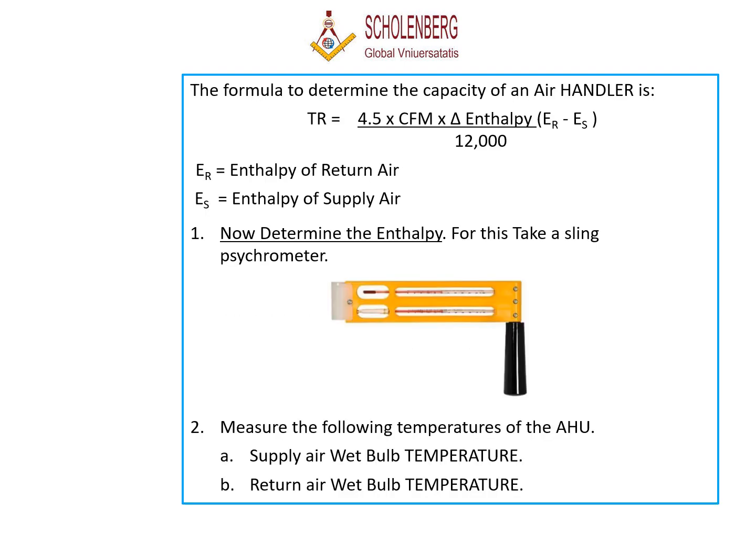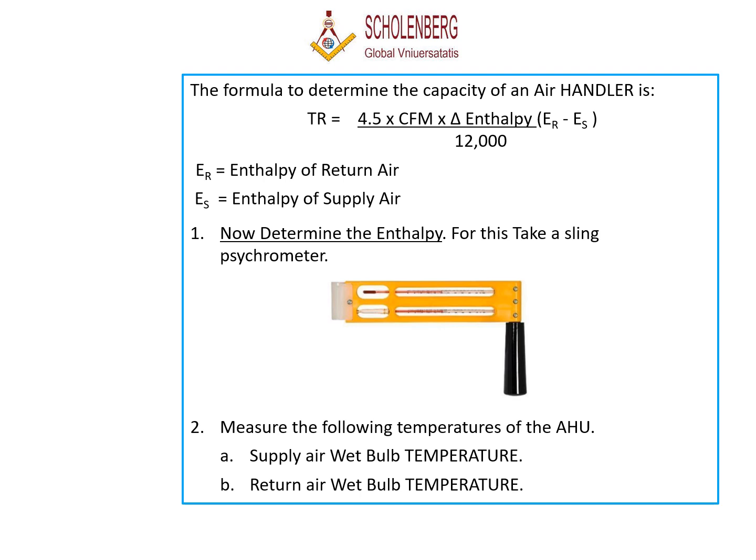The formula to determine the capacity of an air handler is TR equals 4.5 multiplied by CFM multiplied by delta enthalpy, ER minus ES, divided by 12,000. ER equals enthalpy of return air. ES equals enthalpy of supply air.